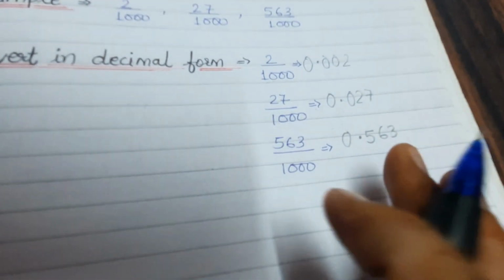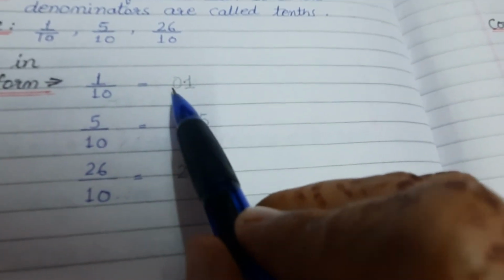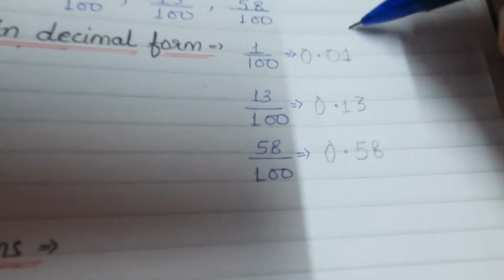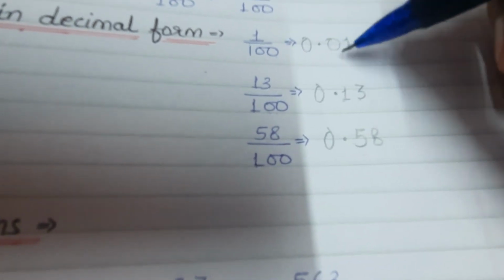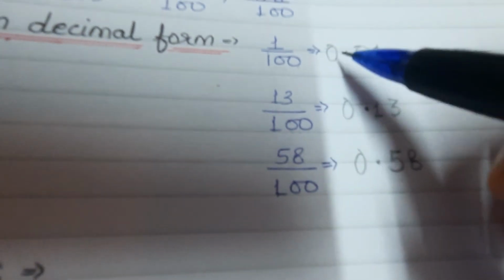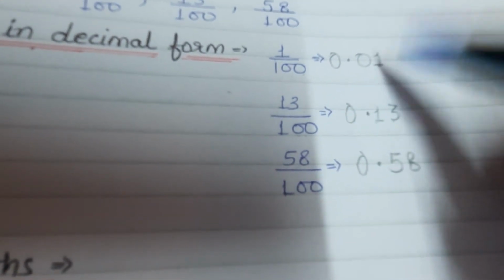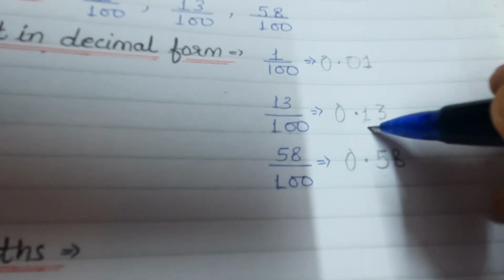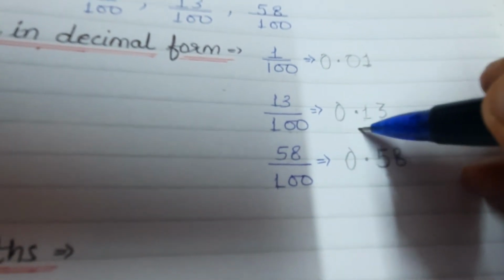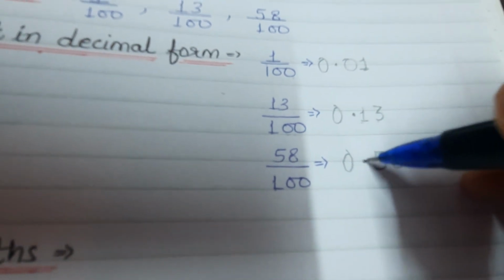Now how to read these numbers? First see here, we will read this as 0.1, 0.5, 2.6. Now in hundredths, remember this thing: after the decimal, whatever digits are there, we will read them separately. Like here 0.01, here 0.13, not 13, it's 0.13, and here 0.58.